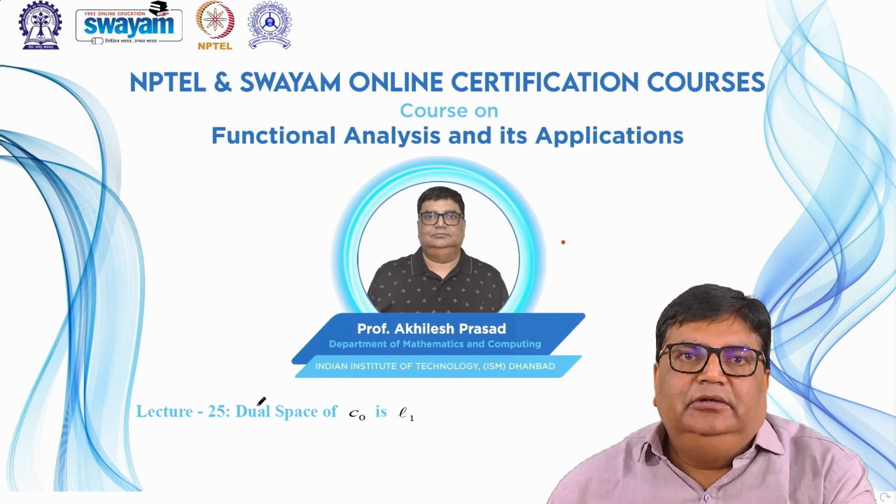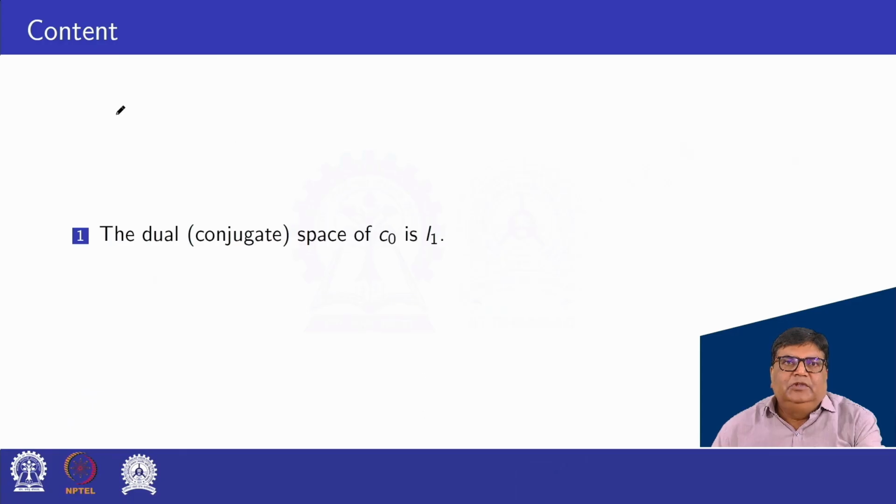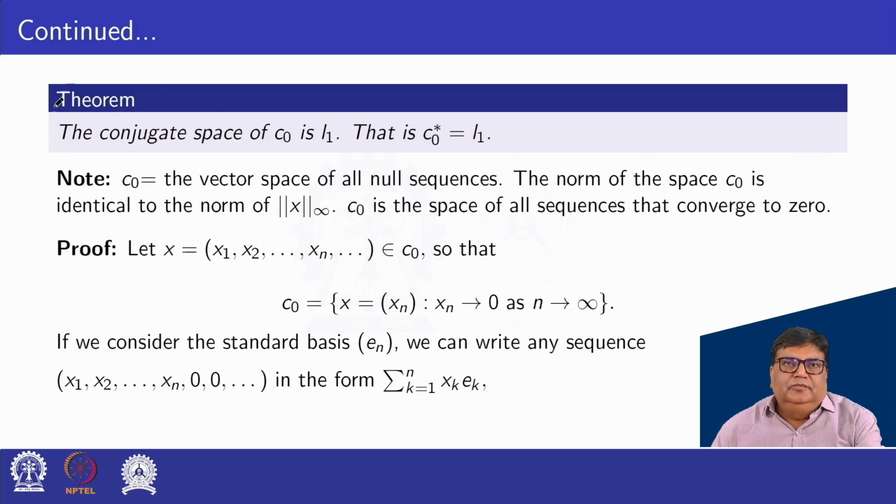In this lecture, we will discuss the dual space of C0 is L1. The content of this lecture is the conjugate space or dual space of C0 is L1. Theorem: the conjugate space of C0 is L1, that is, C0 star equals L1.